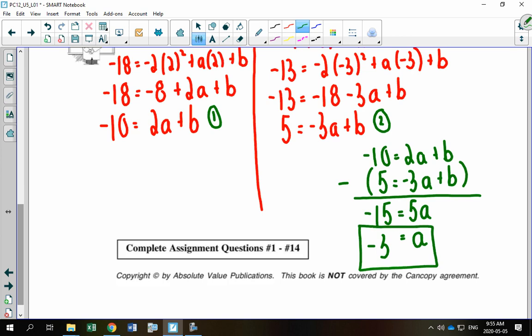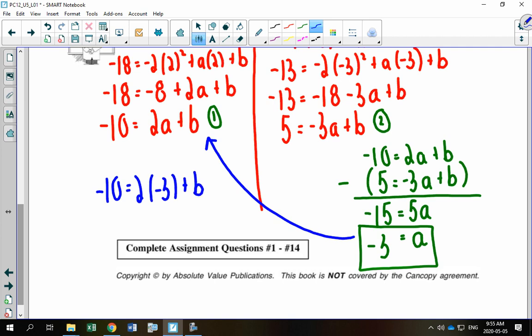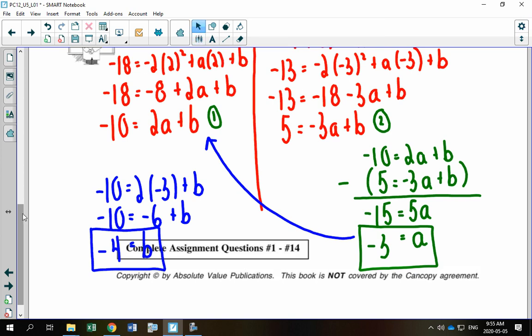Okay, so that's good for our first one. And then we can just take that value of a, plug it back into equation 1 or equation 2 to solve for our b. So I'm going to put it in 1. So negative 10 is 2 times negative 3 plus b. Negative 10 is equal to negative 6 plus b. So b is negative 4. So set up your 2 equations and then use elimination to solve for the variable there.